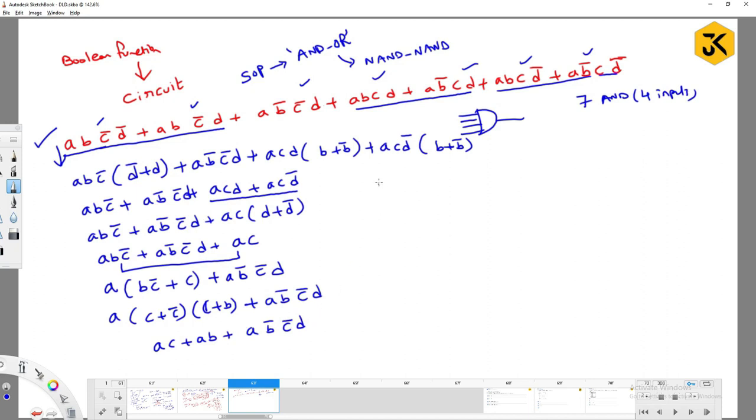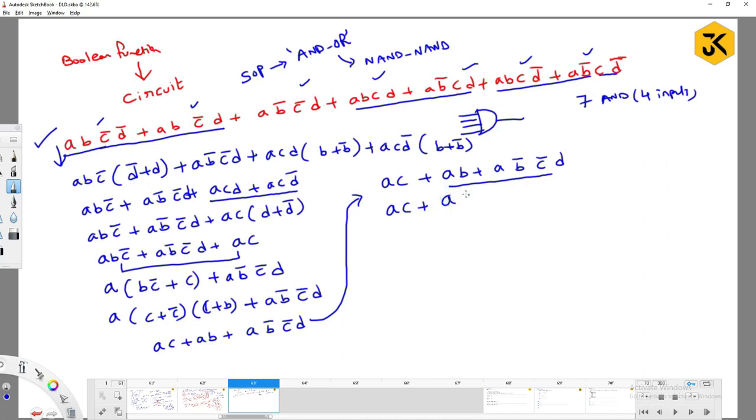So I will try to rewrite here. AC plus AB plus AB bar C bar D. Is there any chance to reduce this expression? What can we do? Can I take the common as A among these two? Can I take the common? Yes. If I take the common, AC will be as this.